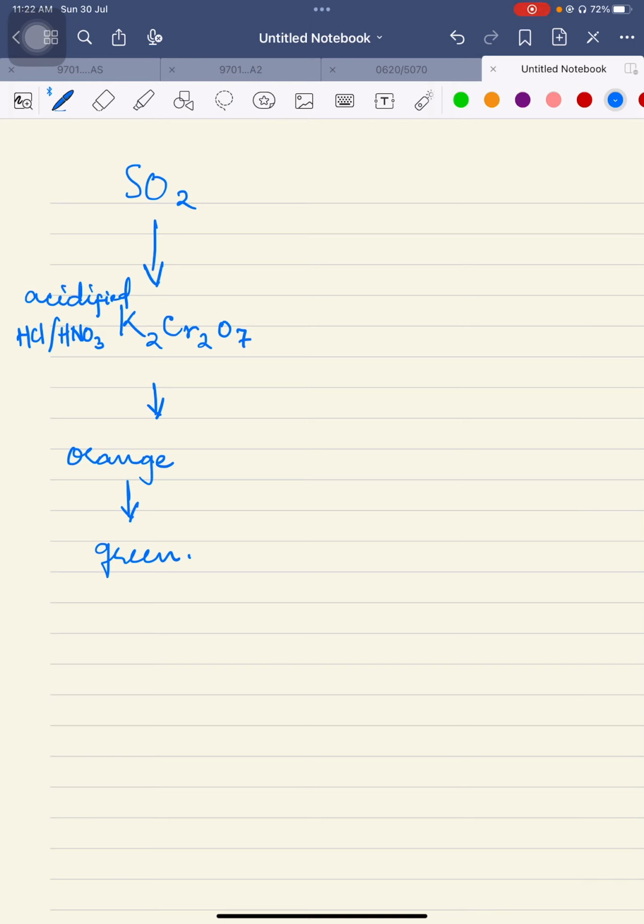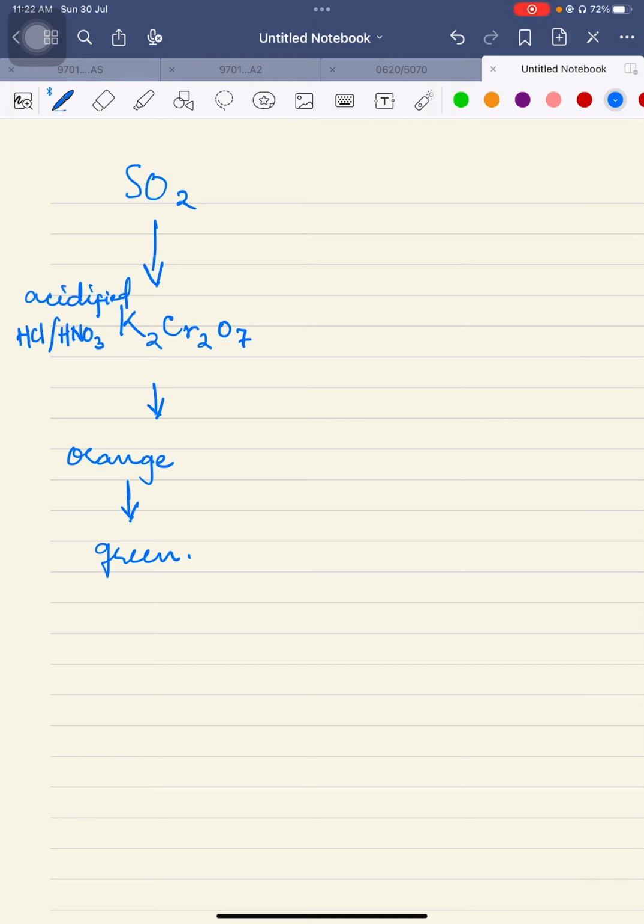Okay. So this story is very, very simple and clear, that K2Cr2O7 is an oxidizing agent. If something is changing the color of K2Cr2O7, it means that something is a reducing agent in its nature. So this thing must be clear in your mind. This is really very important from a paper point of view. So sulfur dioxide gas is passed through K2Cr2O7 and it is changing the color of K2Cr2O7 from orange to green.